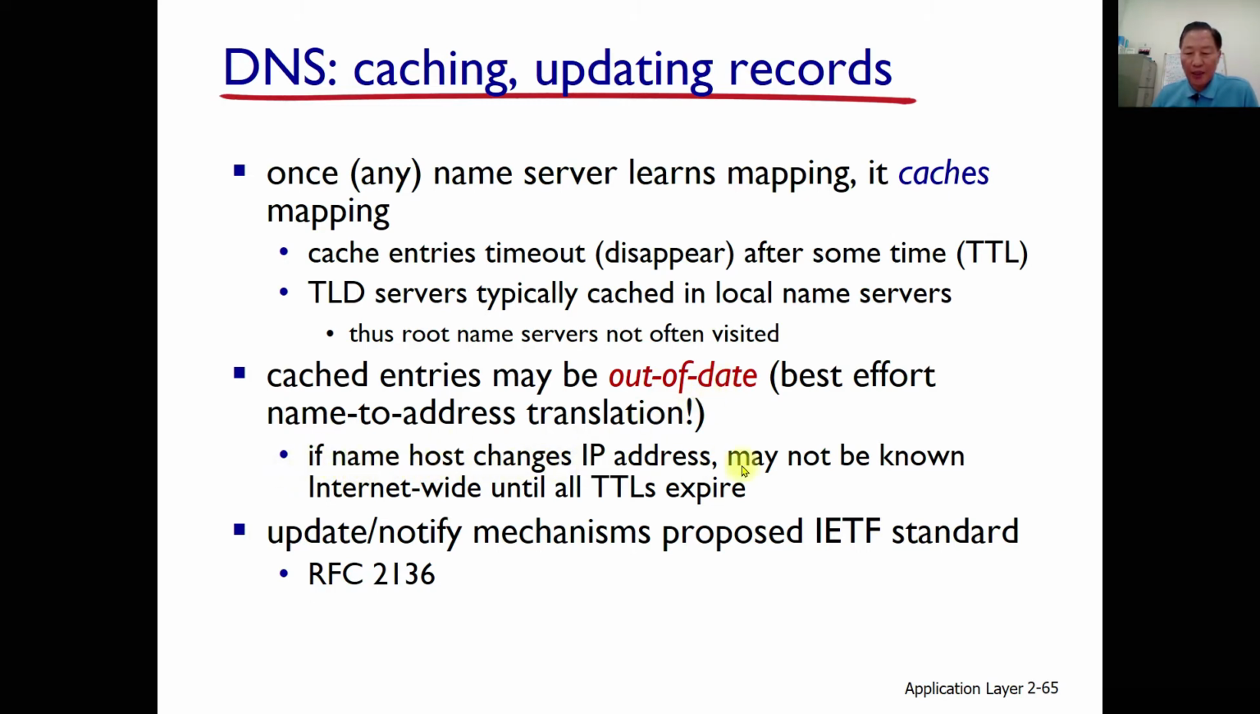If a named host changes its IP address, it may not be known internet-wide until all caches expire. Then previous obsolete data will be stored in the local name server and the intermediate name server until this TTL, time to live, which is like 30 minutes, 1 hour, 2 hours. Until that TTL time, the obsolete mapping data will still remain there. Thus, that should be removed after TTL time. Update and notify mechanisms are provided by the Internet Engineering Task Force, that is a standards body, and the standards body is working with the Request for Comments numbers.